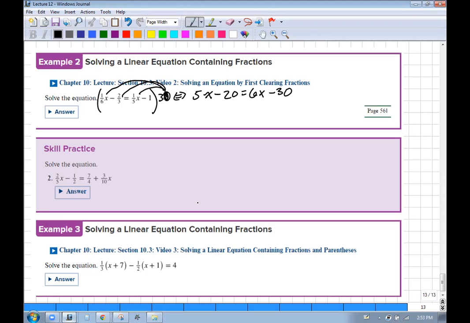Let's get all our x's together. Since this is bigger over here, I'm going to put my x's over there and subtract 5x from both sides. So this is going to be x. So let's get rid of this 30 and move it over here. Oops, add 30 to both sides. So 30 and 20 is 10. 6x minus 5x is x.